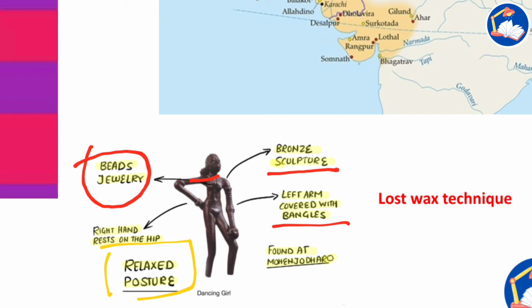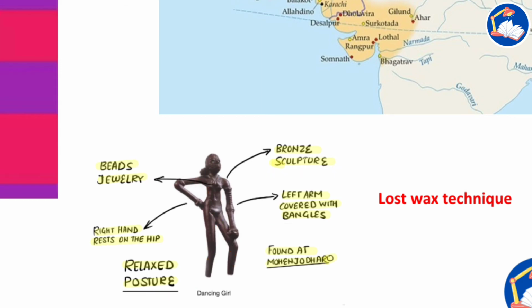Rest, it is said that it is a naked woman. The right hand rests on the hip, and it is said that it is in Tribhanga posture. Tribhanga means there are three bends. Three bends, one over here, 1, 2, 3. Three bends are there.